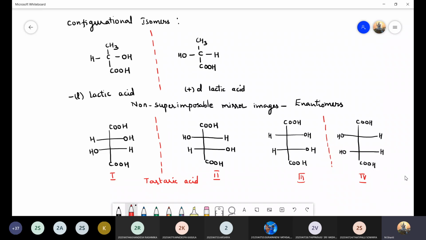Okay. So we have 1, 2, 3, and 4. So this is your tartaric acid. Second structure is D-tartaric acid. Third and fourth would be your meso-tartaric acid. Now here, I just want you to understand the relation between 1, 2, 3, 4, and 1, 3, 2, and 4.